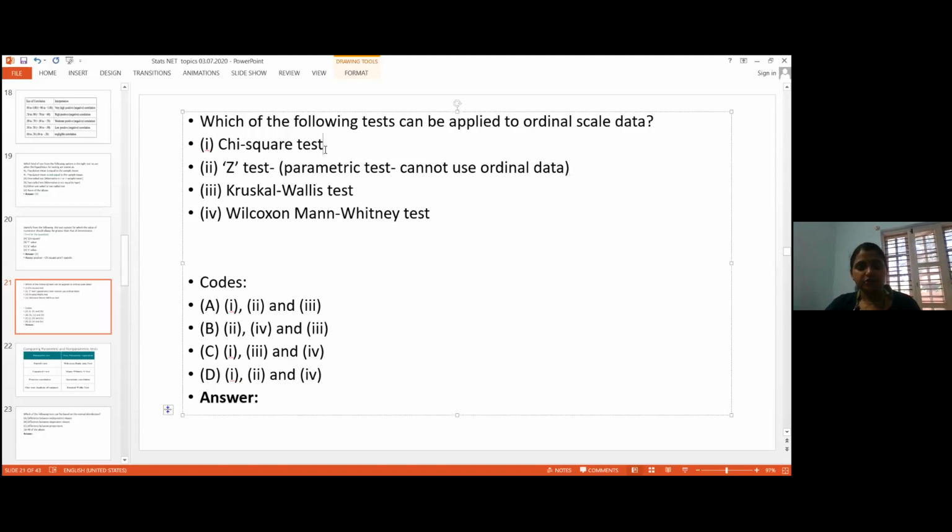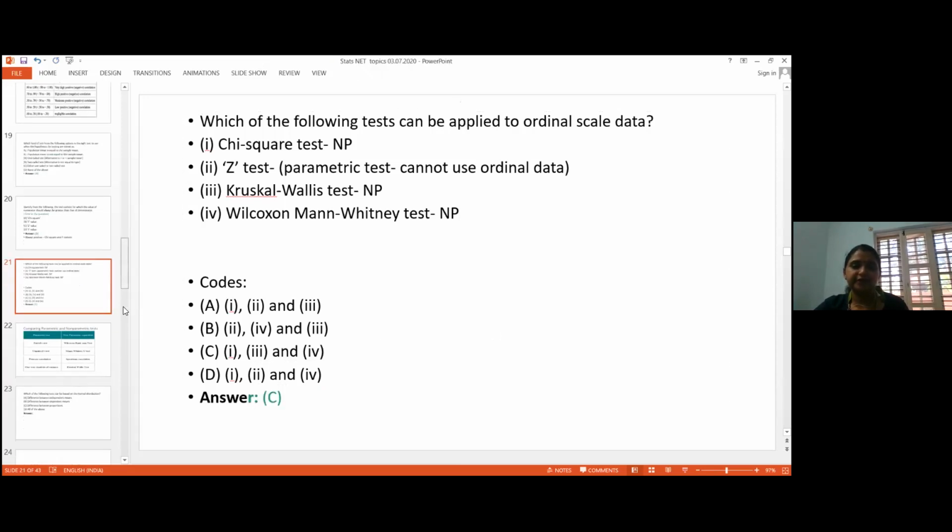So chi-square test is a non-parametric test. Kruskal-Wallis is a non-parametric test. Wilcoxon and Mann-Whitney is also a non-parametric test. All of them can be used for ordinal data. 1, 3 and 4 is the answer for it.